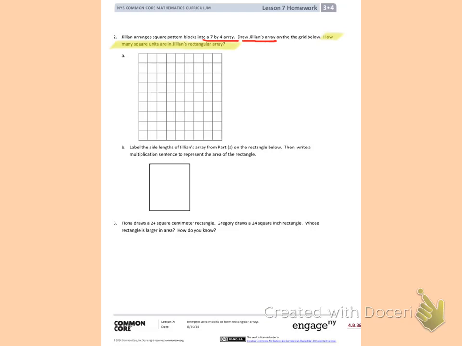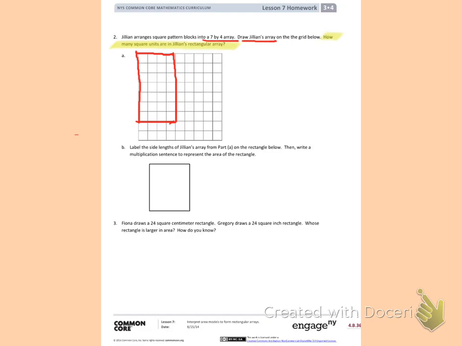If the array is 7x4, that means I need to make sure it has 7 rows. 1, 2, 3, 4, 5, 6, 7, and 4 columns. 1, 2, 3, 4. I'll do the bottom now the same way. 1, 2, 3, 4. And connect these lines.